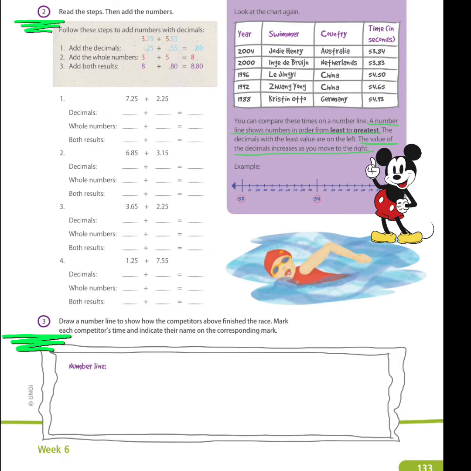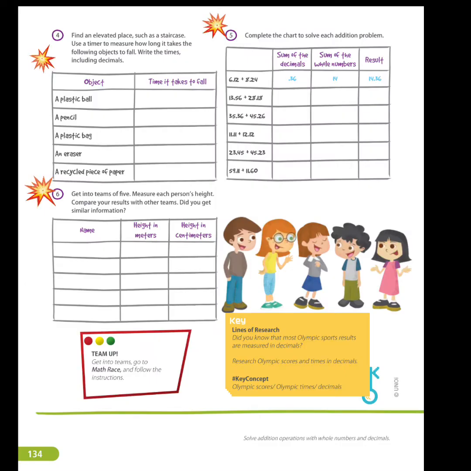exercises. Please pay attention to the chart that is in the purple rectangle and then do exercise number 2 and exercise number 3. Pay attention, please. Now that we learned what a decimal and a number line are, we are going to do exercise number 4, exercise number 5, and exercise number 6 on page 134.